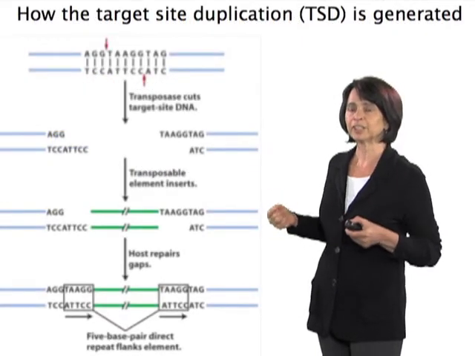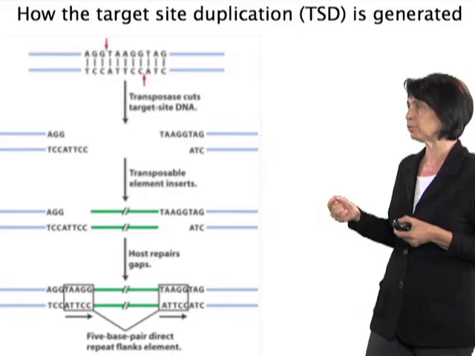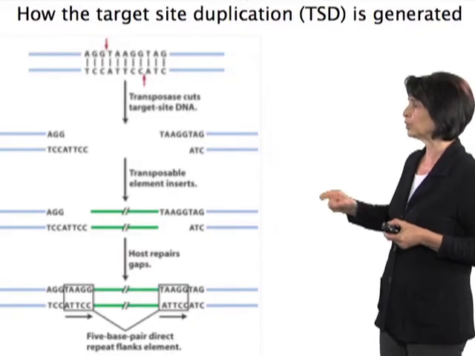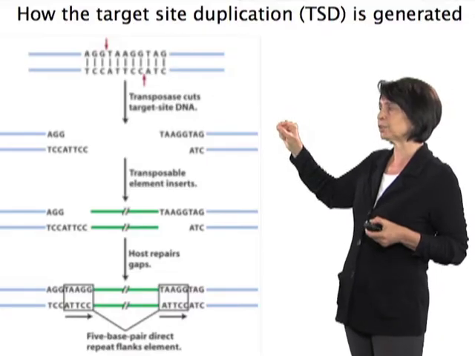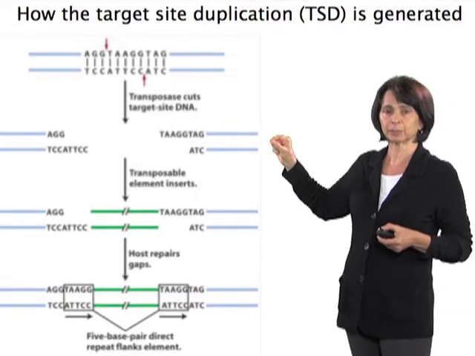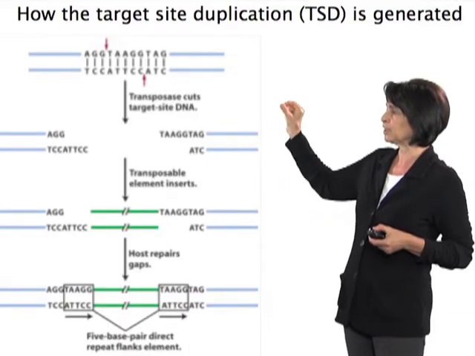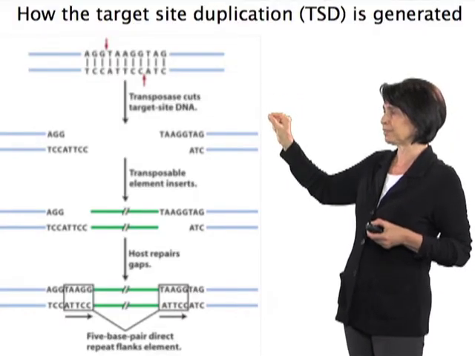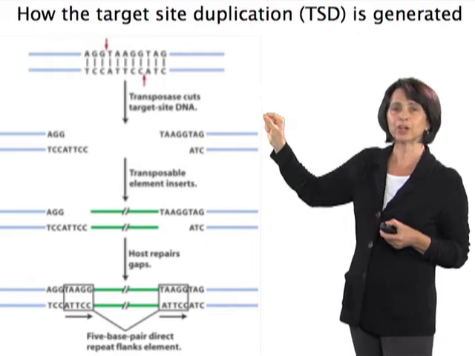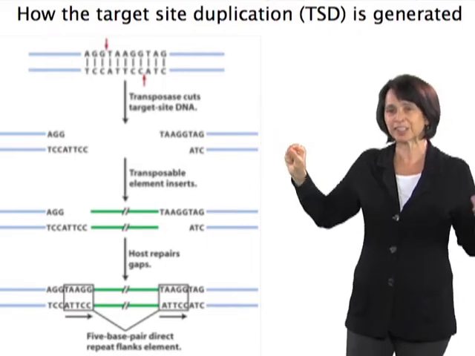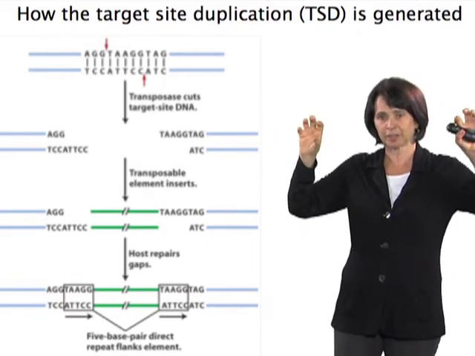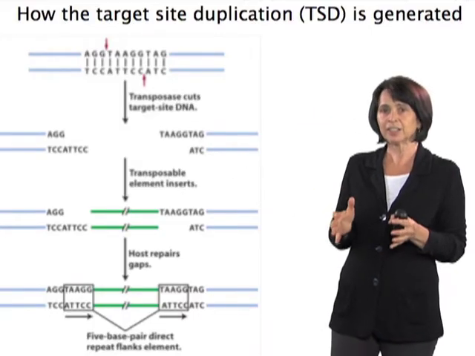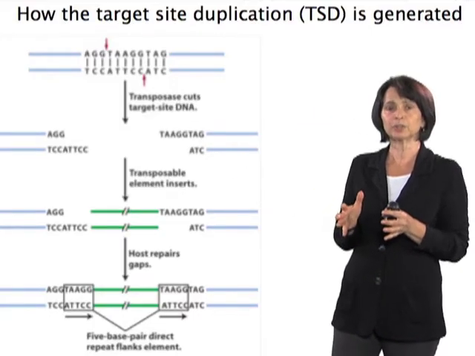So what I'm going to do in this slide is to show you how the target site duplication arises. What you see at the top is a new insertion site of a transposable element. So this is a piece of DNA where the transposase is going to bind. Now, we talked before about the transposase binding to the ends of the transposon. This is different than that. This is the target site. This is where the transposable element is going to insert.